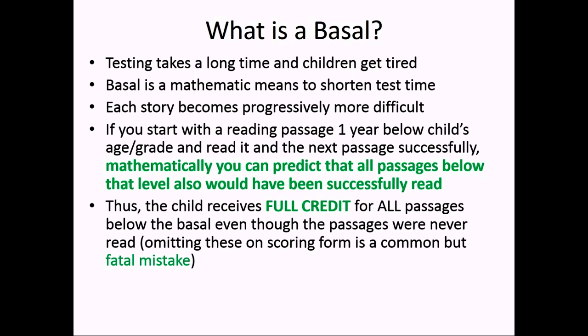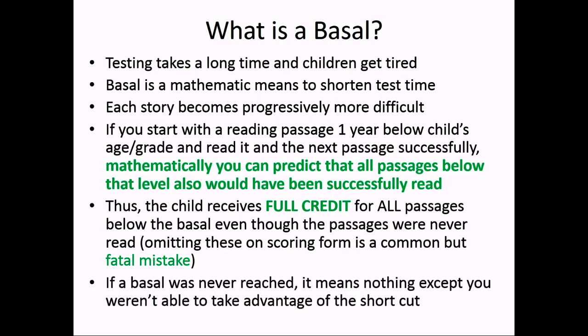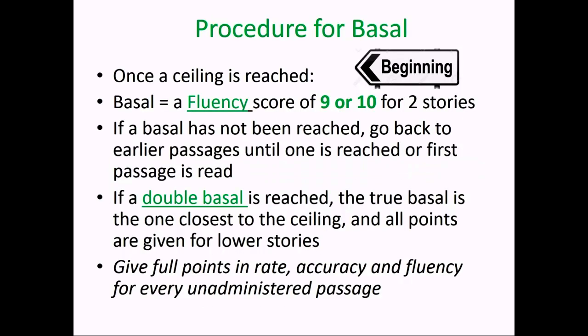And be real careful about that, because it's so easy to omit writing those credits down on the scoring form, and then when you get the norms, the child's undercredited, so the child gets a very low score, looks like a very poor reader, but actually it's because you forgot to add in those points that they would get below the basal. If the basal is never reached, it means nothing except that you had to go all the way back to the first passage and weren't able to take advantage of the shortcut.